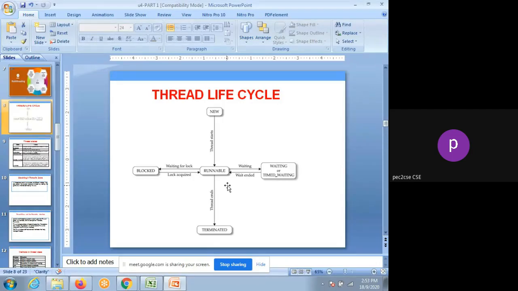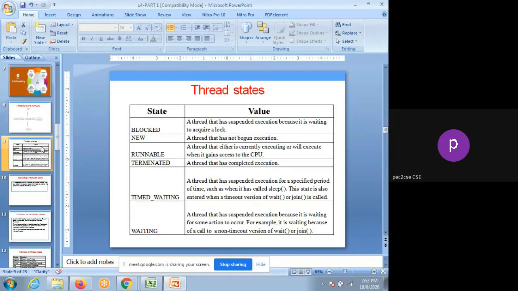And when a thread is in the runnable state, if it completes its execution, it goes to the terminated state. So these are the states: blocked, new, runnable, terminated, timed waiting. Timed waiting or waiting, I place into only one; I consider it as one state.